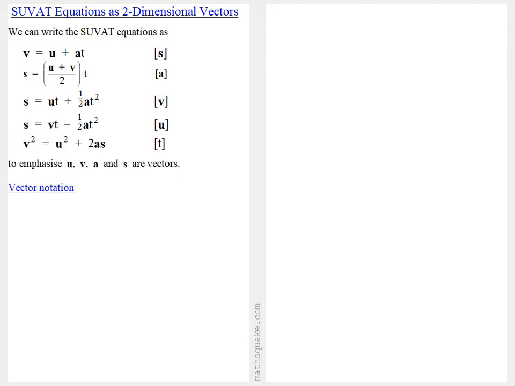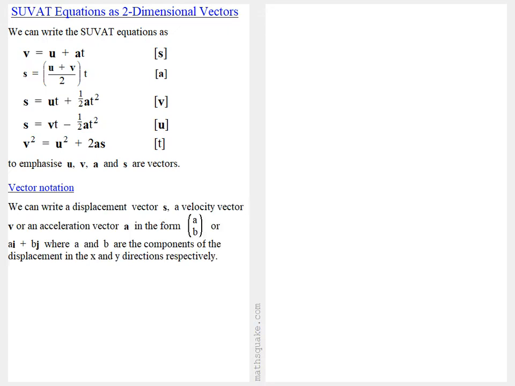Now, just to remind ourselves of some key points on vectors, we can write a vector, whether it's displacement, velocity or acceleration, in the form of a column vector, a over b, or an ij vector, ai plus bj, where a and b are the components of the displacement in the x and y directions respectively. Position vectors always start at the origin. So if OB, that's 3i plus 4j, is a position vector, then B is the point (3, 4).